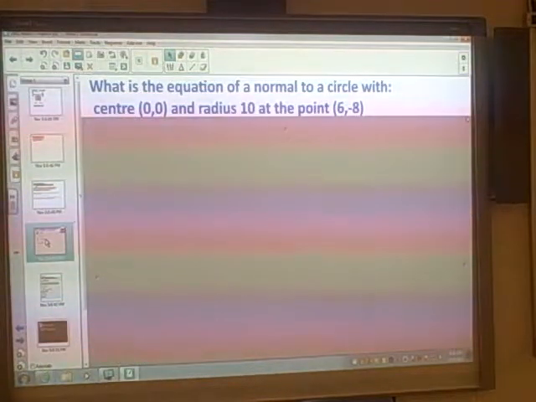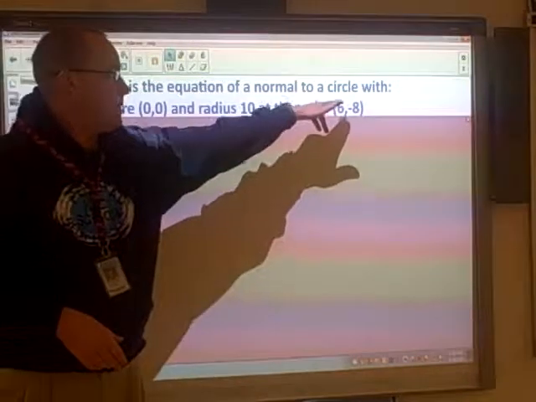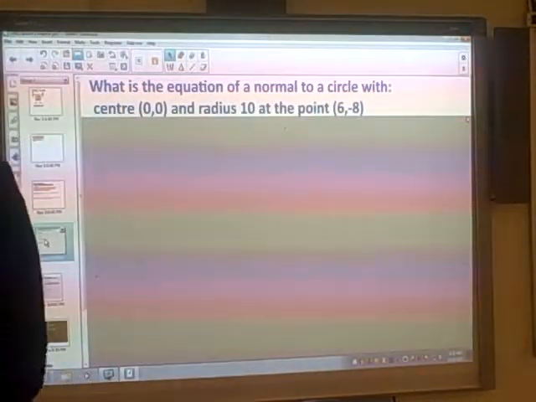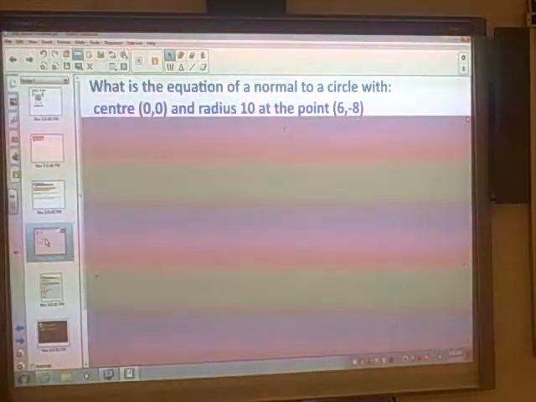So in our minds now we should be thinking, what information do we need to find that equation of a normal? Well, I need a point, which they've given me. I need a slope. How do I find that? I'm going to differentiate and then plug in the appropriate value. So it seems like we've got all the information that we need.